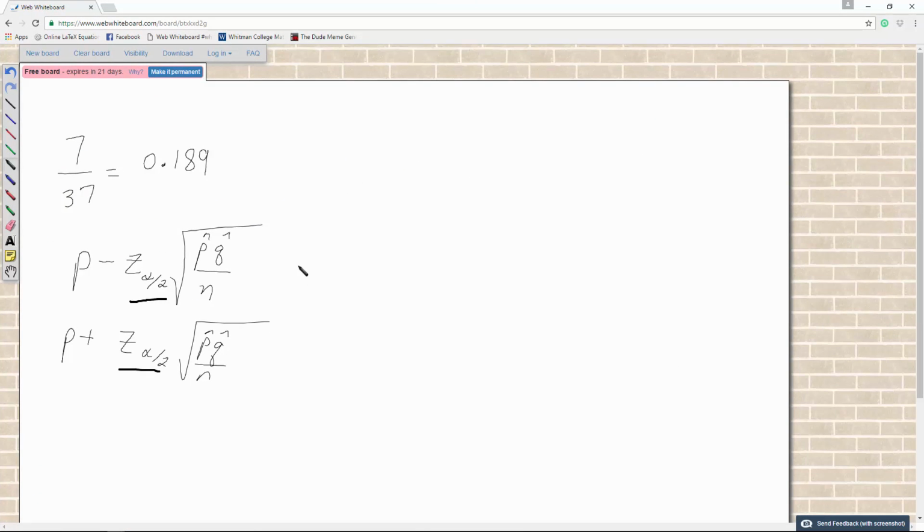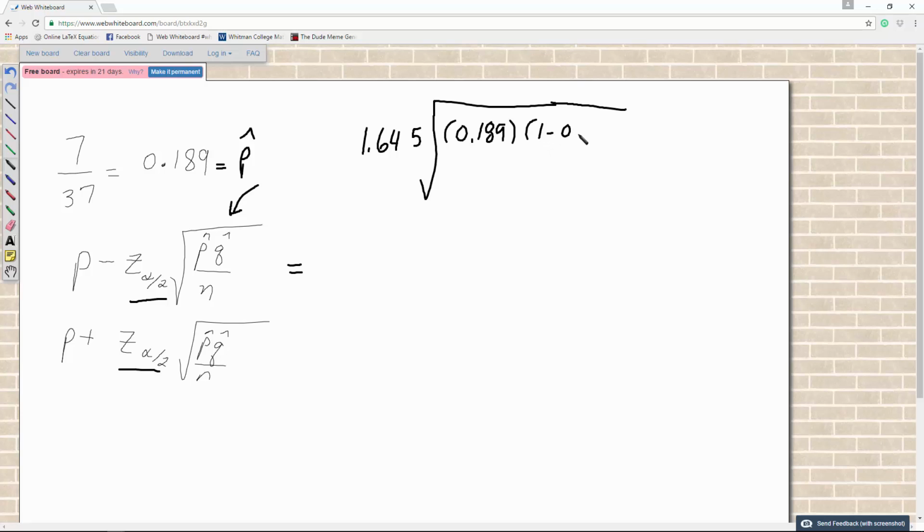Okay, so based off of the 1.645, I need to calculate what's inside here, and I kind of calculated that first. So my z is 1.645. My p hat is what I just found, so that's 0.189. And remember how you find q: probabilities have to add up to 1, so that would be 1 minus that value. You might just go ahead and get that value to begin with and plug it in, and then divide it by the sample size, which is 37. When I throw all that into a calculator, I get 0.10588.